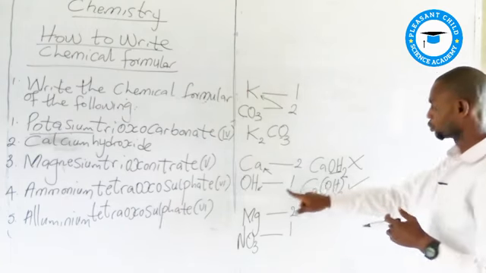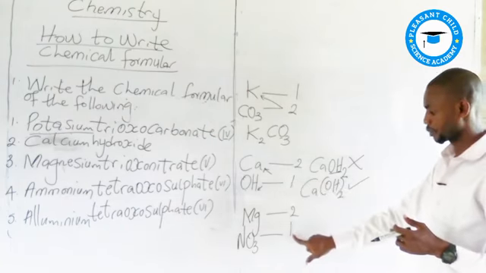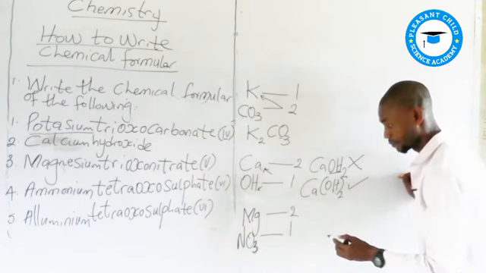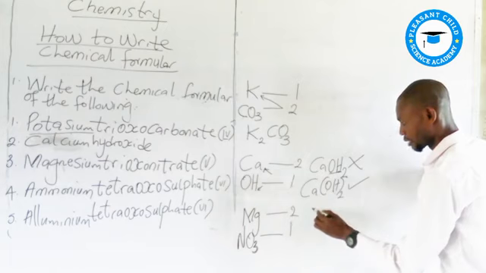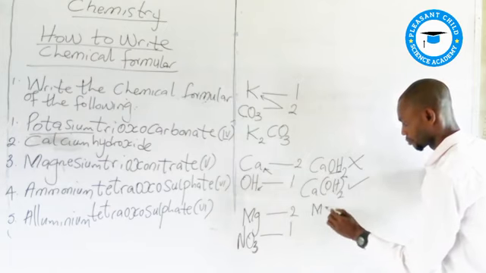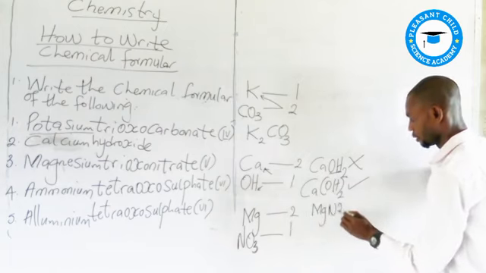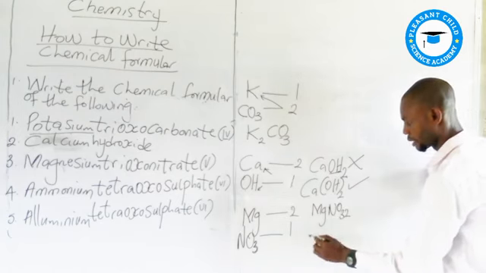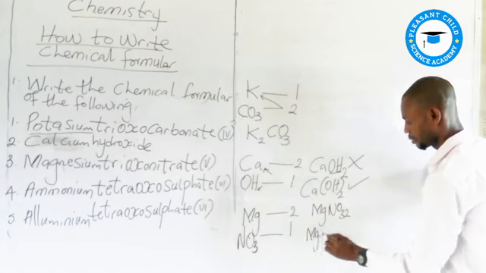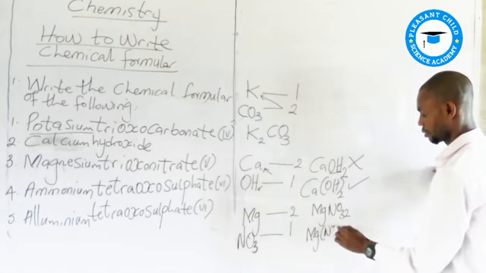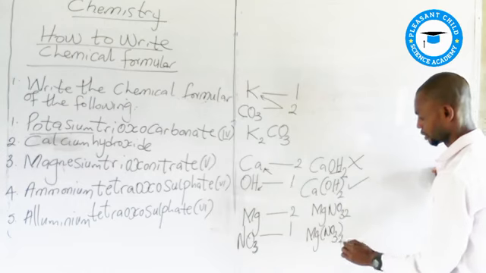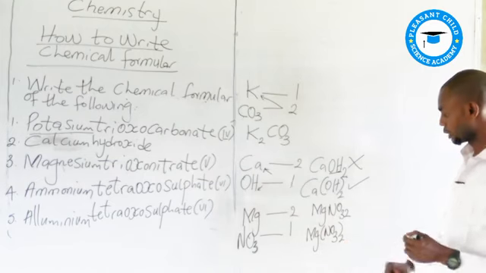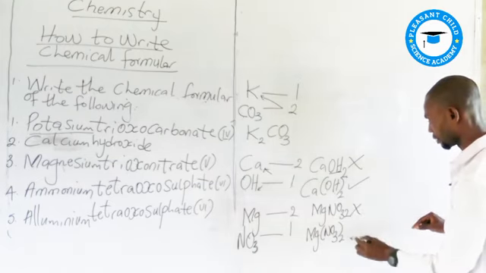The same rule that we applied here is what we are going to apply here too. This one already has a base number. You can write Mg, NO3, and put 2 here. Or you can write Mg, put everything in brackets, and put 2 at the base here. This is another way of writing it. In this case, this one is totally wrong and this is correct.